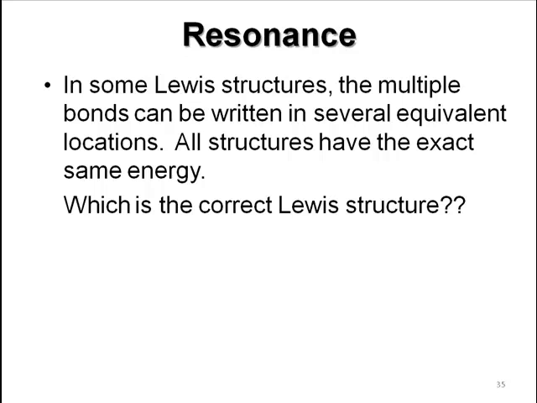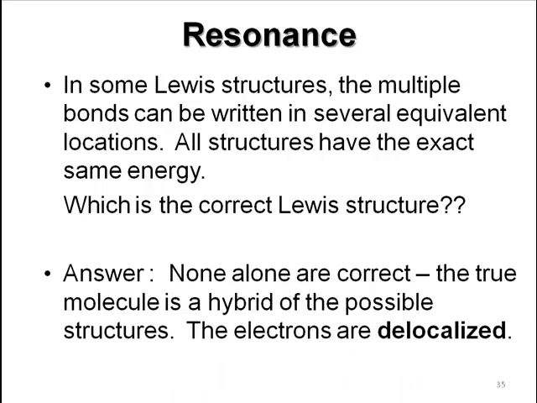So how do you know which one is the correct one? The answer is none alone are correct. The true molecule is a hybrid of the possible structures. The electrons are delocalized, which means they're spread throughout the molecule. They're shared in a more free fashion when you have resonance structures. Sometimes they even say that instead of 2 bonds, there's 1.5 bonds, which is another way of showing this at times. But let's look at a resonance structure to see how you can apply it when you have a place where you can put multiple bonds and they all look the same.